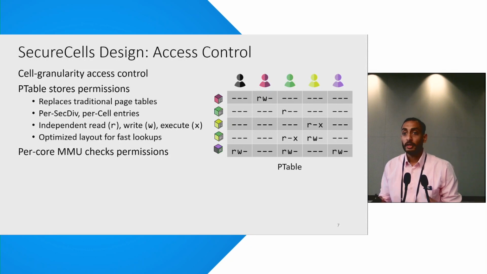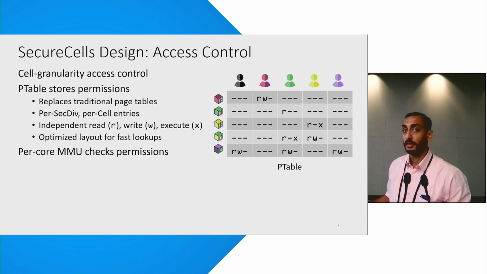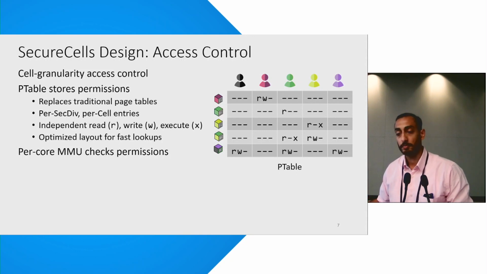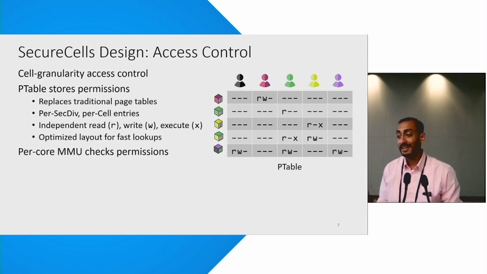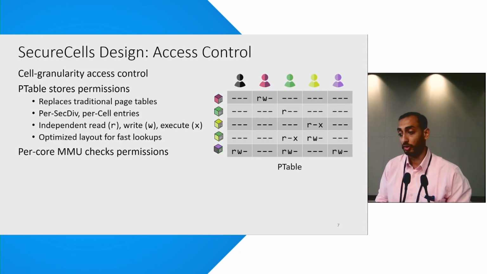Now that I've shown you the abstraction, SecureCells builds its design around three main pillars, two of which I'll describe in the upcoming slides. The first pillar of SecureCells is access control. SecureCells implements cell-granularity access control. That means access control for regions of memory, not individual pages.